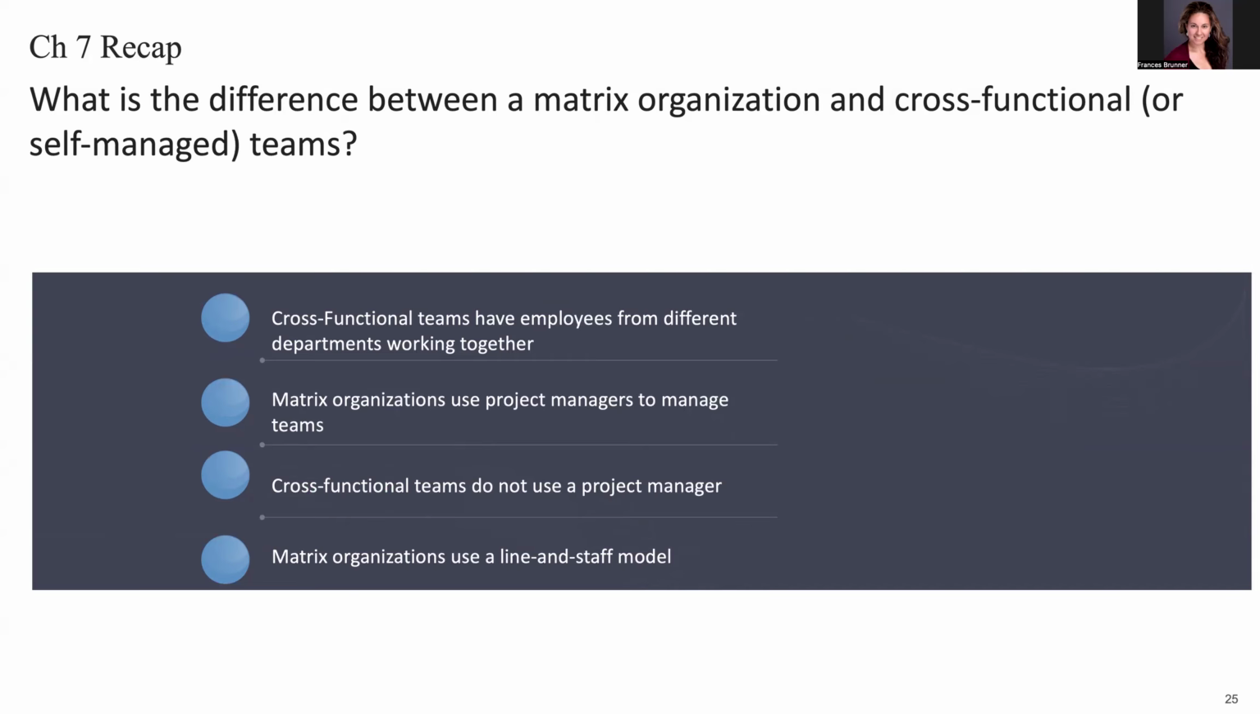What is the difference between a matrix organization and a cross-functional or self-managed team? Cross-functional teams have employees from different departments working together. Matrix organizations use project managers to manage teams. Cross-functional teams do not use a project manager. Or matrix organizations use a line and staff model. The first option is correct, but it doesn't answer the question. The last option is also correct, but it also doesn't answer the question. So if you chose option 2 or option 3, you are correct as both of these are true.